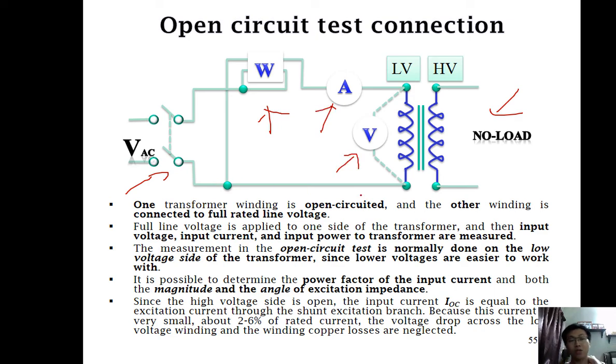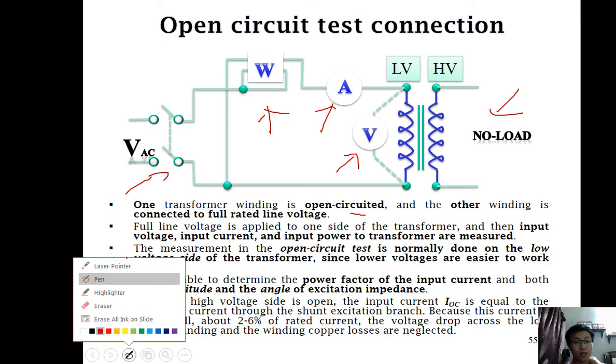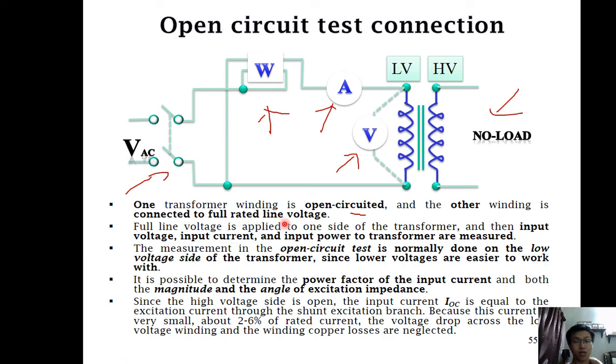So one transformer winding is open circuit, and the other winding is connected to the full rated line voltage. Full line voltage is applied to one side of the transformer, and then the input voltage, input current, and input power to the transformer are measured: the watt, ampere, and volt. The measurement in the open circuit test is normally done on the low voltage side. This is the low voltage side.